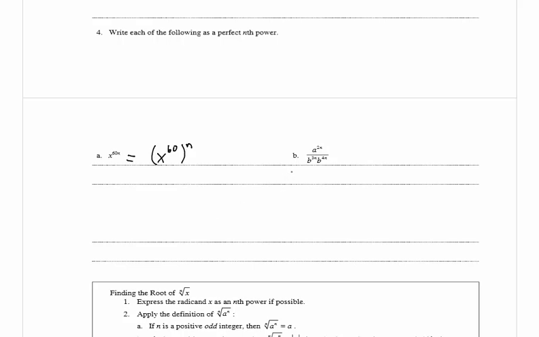In B, we have a raised to the 2n divided by b raised to the 3n times b raised to the 4n. And the first thing that we could do is combine our factors in the denominator. So we have a to the 2n divided by b to the 7n. And if we were to divide 2n by n, we would get 2. So this is equal to a squared over... Now if we were to divide 7n divided by n, we would get 7, so we'll have b to the 7th, all raised to the nth power.